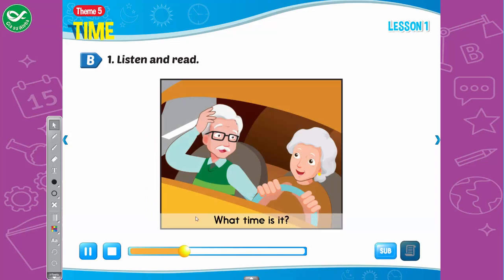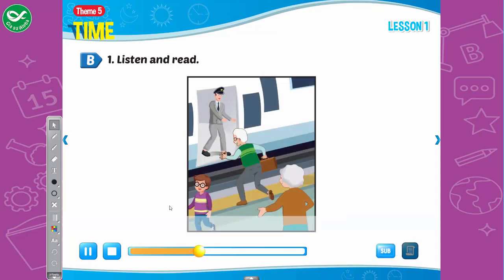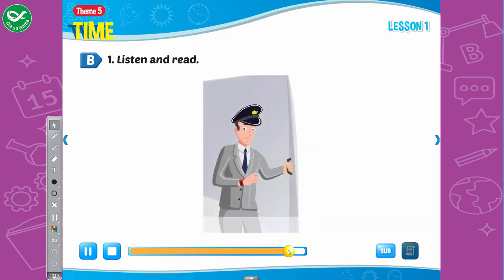Grace, what time is it? It's 2:30. Phew. Okay. There's the train. What time is it? It's 3:00. Okay. Goodbye. Excuse me, what time is it? It's 5 p.m. Okay. Is this Greenwood? No, sir, this is Rivertown. No!